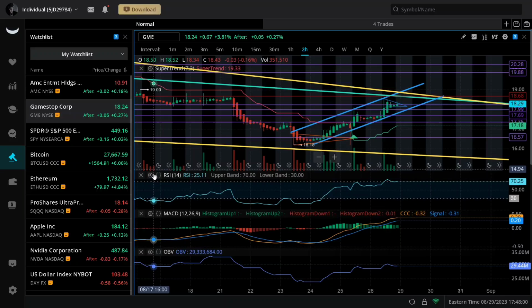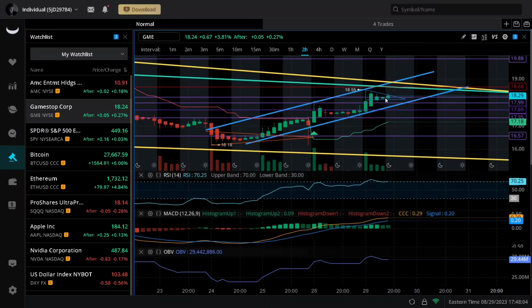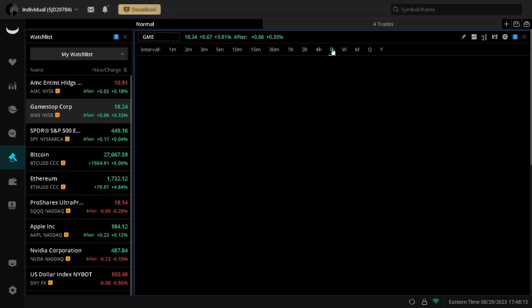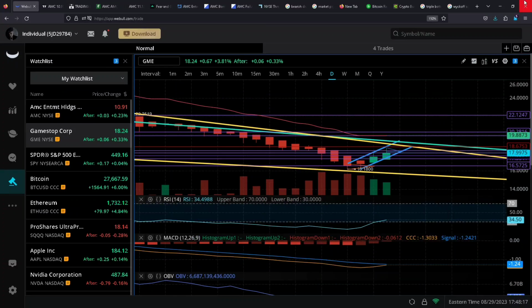So I do think GME is actually going to continue moving to the upside. Basically, I think this bull flag is going to pop. We're going to see a pop maybe here pre-market or in the beginning of the market. See this thing push up, probably having a day of consolidation. It's had 3 days of green, so we might see a little bit of consolidation.